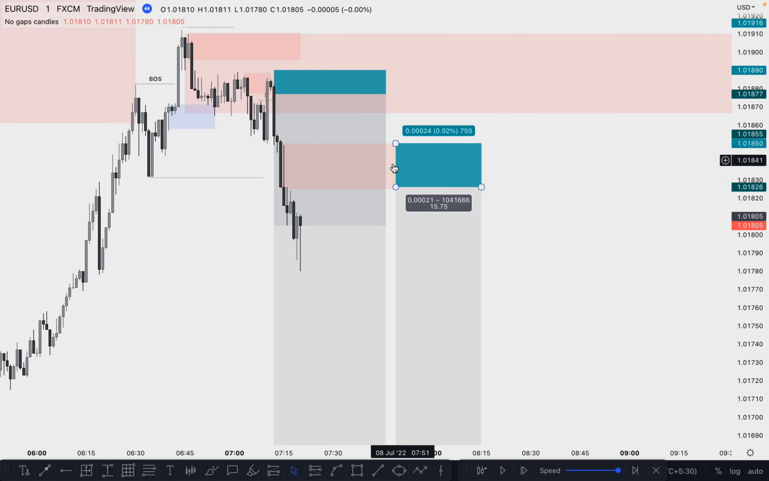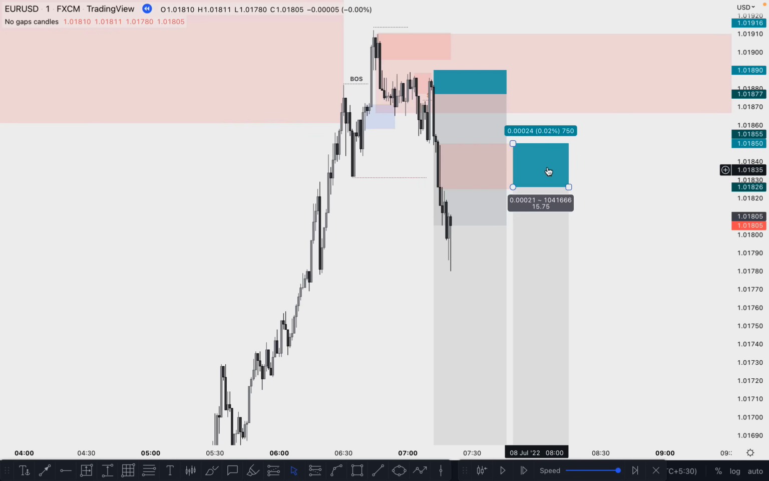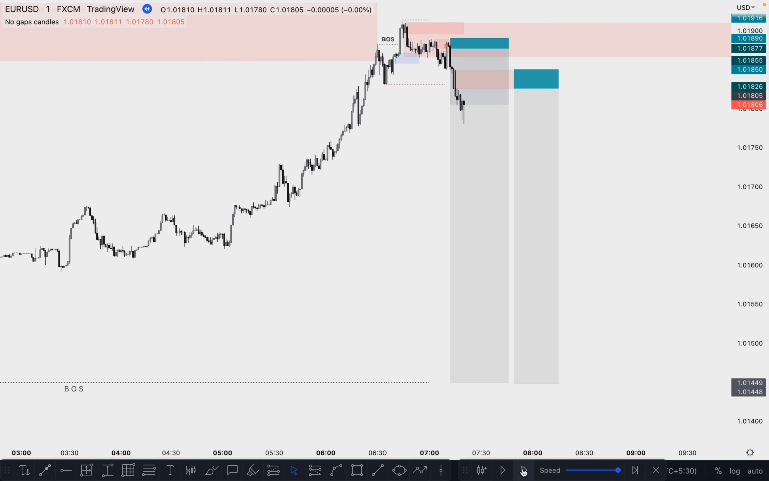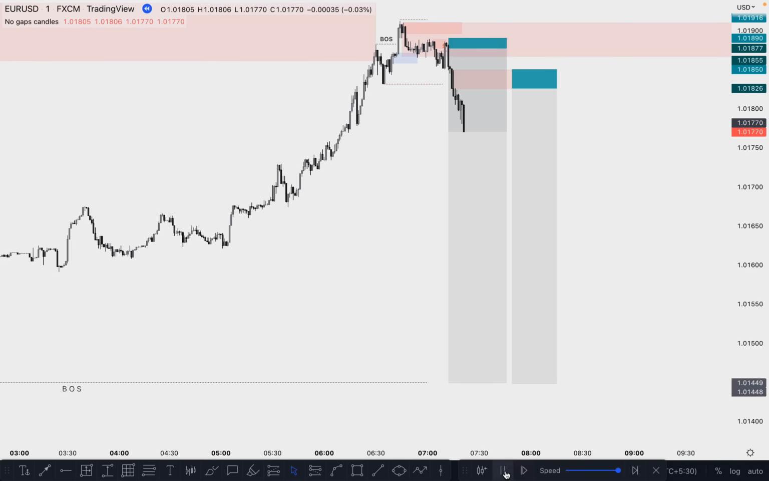Okay, so you can see the market tapped on this zone and gave a little bit of reaction to the downside, and our major target is here, correct. Now let's see what will happen after this.